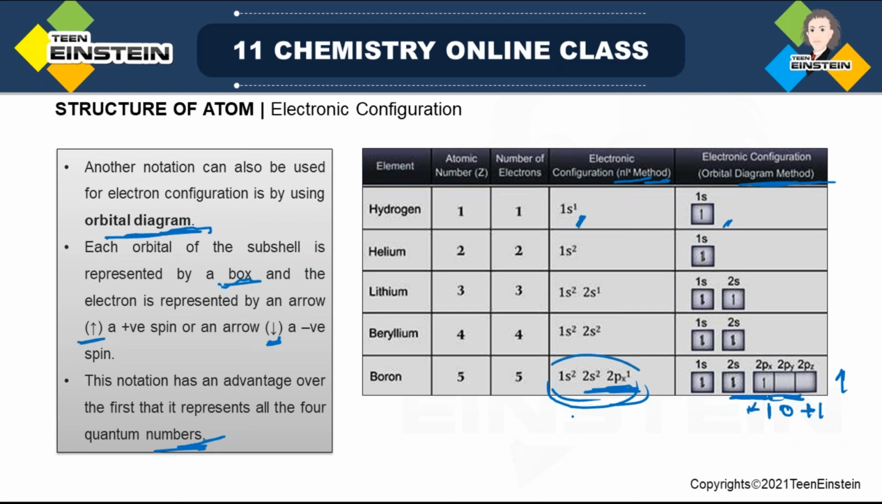At most you can have an idea that the quantum number n equals 1 or 2. Then the l value for s is 0, for p it is 1, that you can see. But if you also want an idea about the magnetic quantum number and spin quantum number, obviously this orbital diagram representation is better, and that is the advantage.